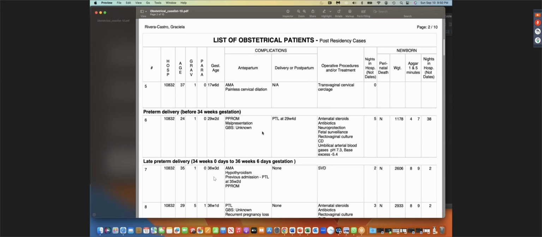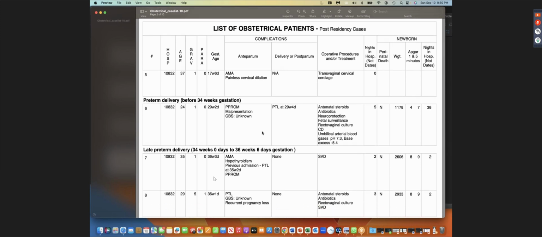Okay, let's go to case number 5. So tell me the circumstances that made you put a cerclage in this patient. So this patient was 17 weeks and 6 days at the time of that visit. She had an ultrasound for her anatomy scan, her level 2. And upon examination, they noticed the cervix was slightly open on ultrasound.